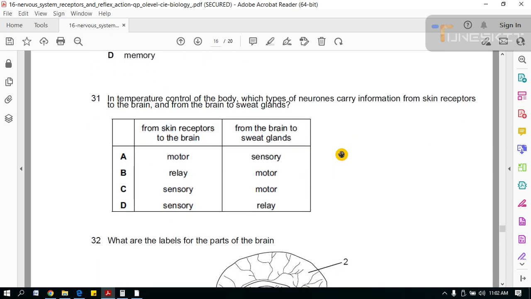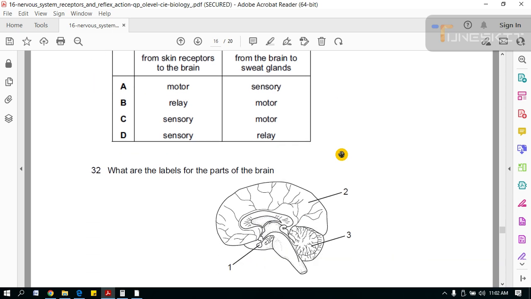In temperature control of the body, which types of neurons carry information from skin receptors to the brain and from brain to the sweat glands? Okay, dear students, from skin receptors to the brain, which neuron will do this function? Definitely sensory neuron. From brain to sweat glands, which will do it? Motor neuron. So sensory and motor, it means option C is correct.